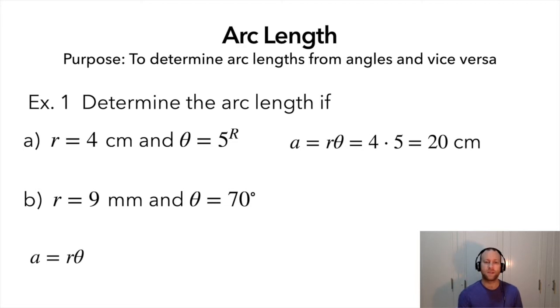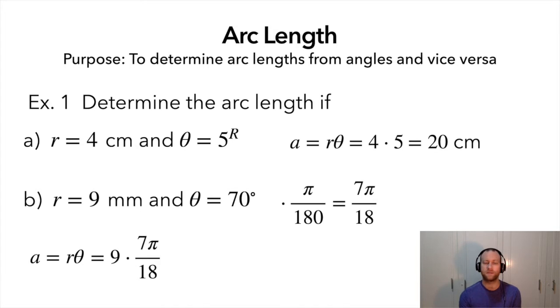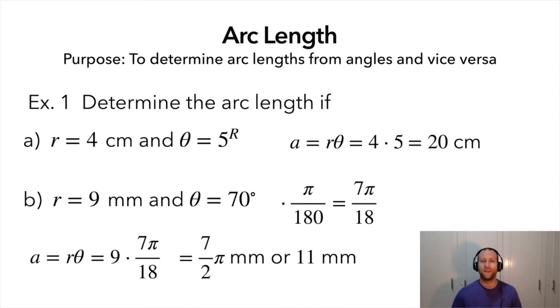So here's our equation again. But notice we need to change the angle into radians. So do this first, times it by pi over 180. This equals 7 pi over 18. Now we can plug that into our equation. So the radius times the angle in radians. This gives us 7 over 2 pi millimeters, or 11 millimeters. 11 is rounded, but for something like this, it doesn't make sense to give an exact answer. The rounded one is much better.